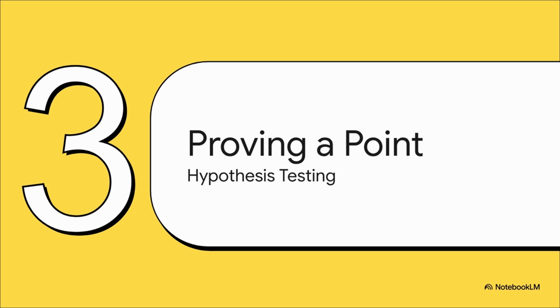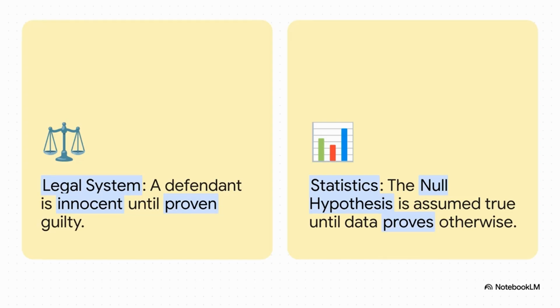So how does all this come together? Let's move on and see how statisticians actually use this data to formally test an idea or a claim, or what they call a hypothesis. A really brilliant way to think about this process, called hypothesis testing, is to compare it to our legal system. In a courtroom, a defendant is presumed innocent until proven guilty, right? The prosecution has to present overwhelming evidence.